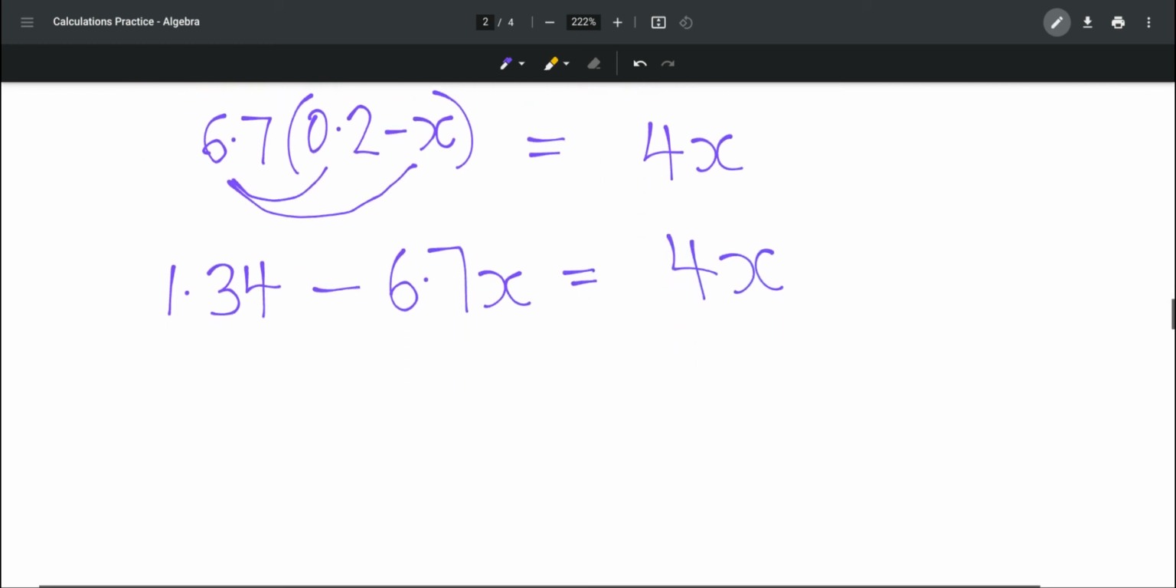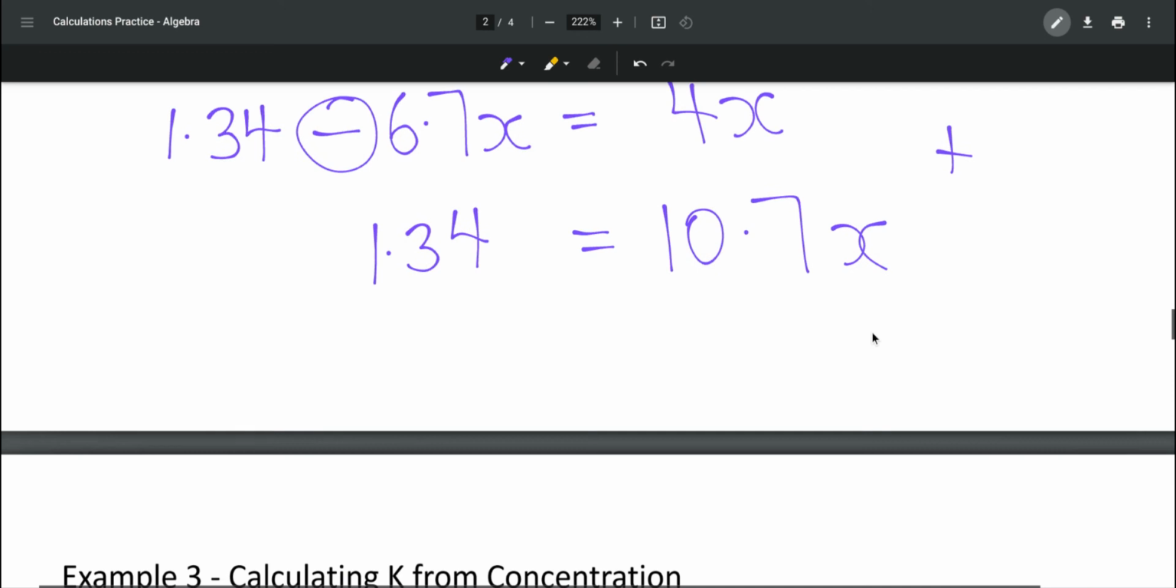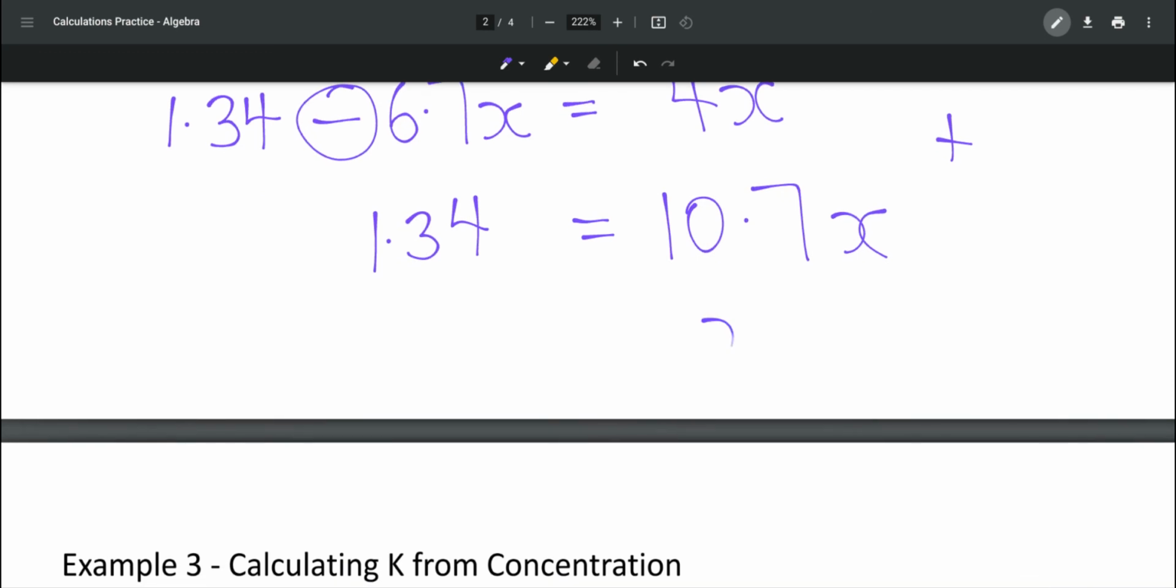Now from maths, again, a rule that we know, we want all of the x's on one side and all of the whole numbers on the other. So we'll have 1.34 equals, now if this is a minus on this side, it's going to become a plus. So we're going to have 10.7x. If we want to get x on its own, running out of space here, we need to do 1.34 divided by 10.7. And that equals 0.13.